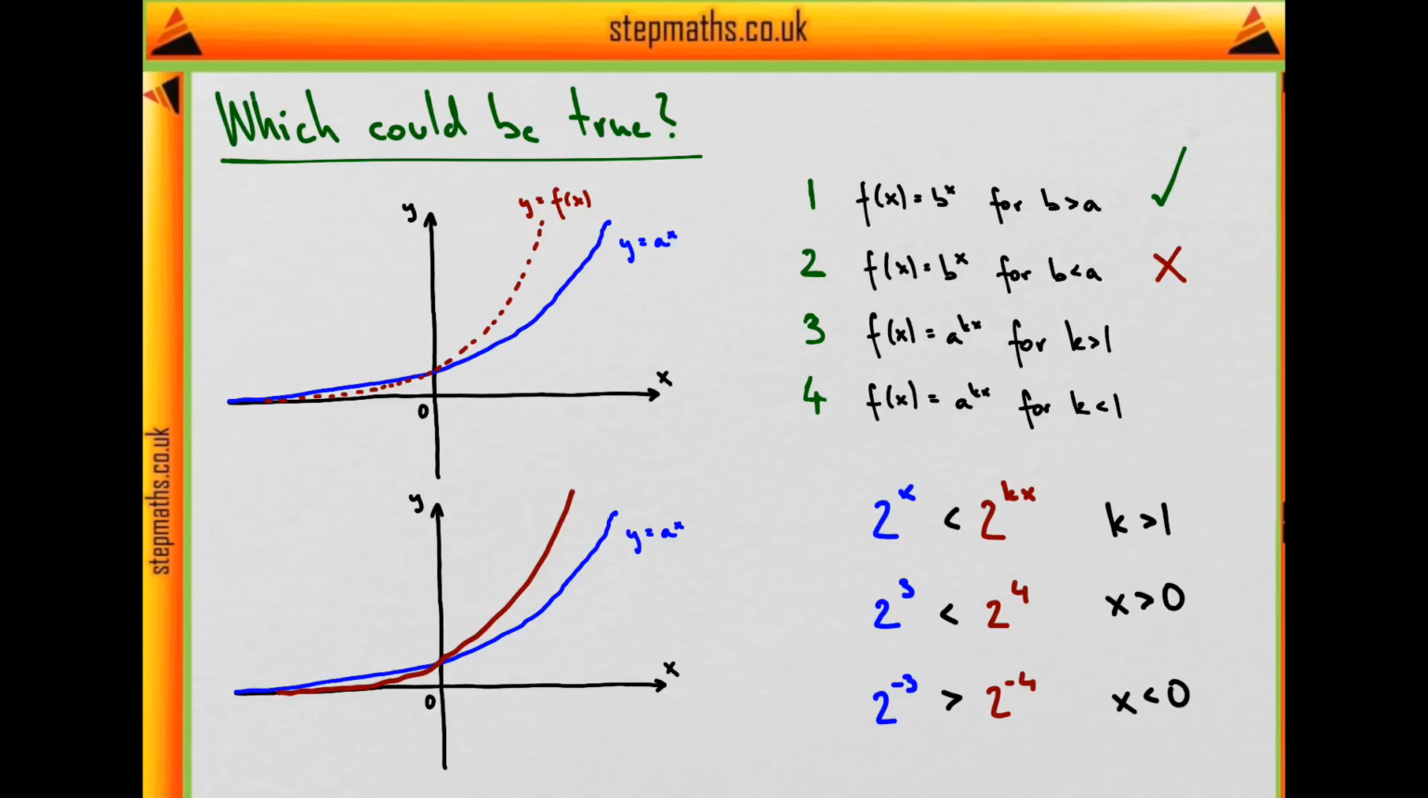And again, if k is less than 1, the opposite happens, and we get a similar curve to before. That's for k smaller than 1 and k greater than 1. And once again, we see that number 3 is correct, and number 4 is incorrect. So options 1 and 3 being correct was answer E in the exam, which was the correct one to pick.